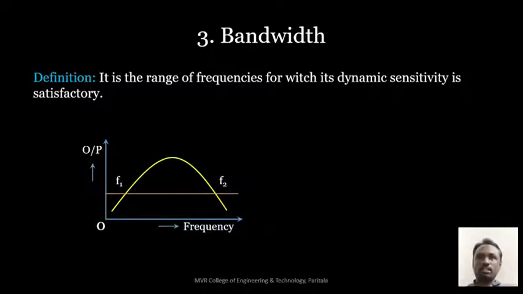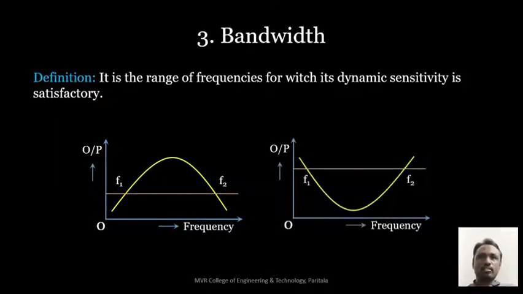If you consider the lag case, this is the situation here. In between F1 and F2, the lower and higher cutoff frequencies, the system performance is satisfactory. So this is the bandwidth for the lag case. Here also the bandwidth is F2 minus F1. In between the F1 and F2 range, the system performance is satisfactory.